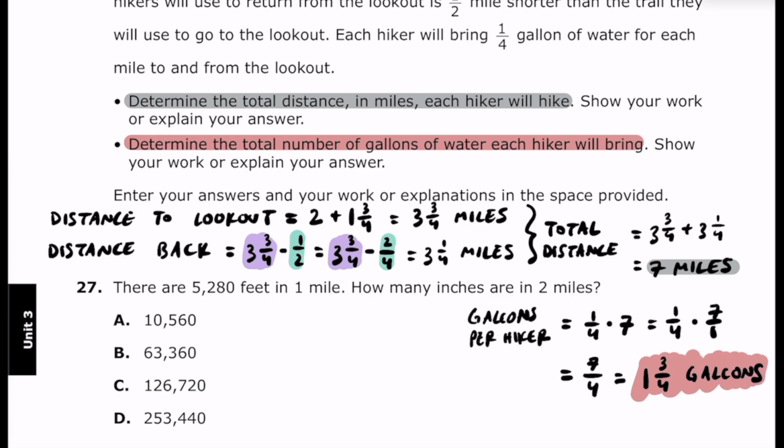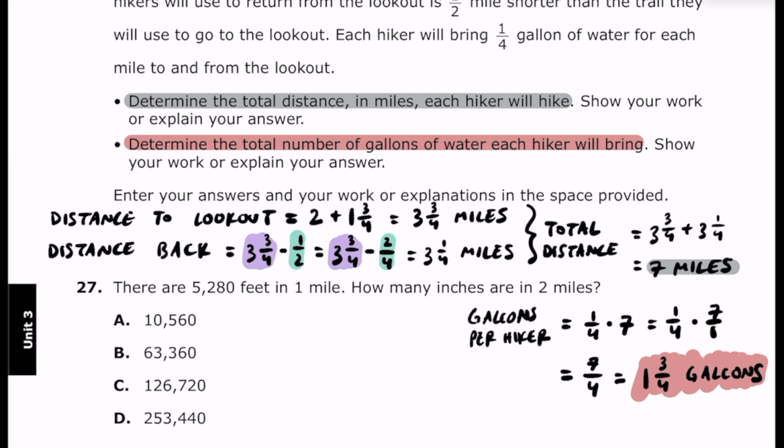And again, I'm running out of space a little bit there, but hopefully you could spend a little bit of time just typing a sentence or two of why we are multiplying there and what our answer means there. But for each of those miles, it's 1/4 gallon and a total of 1 3/4 gallons per hiker.